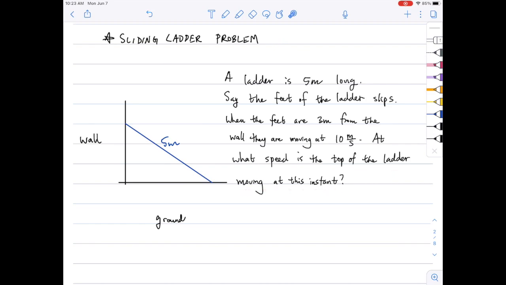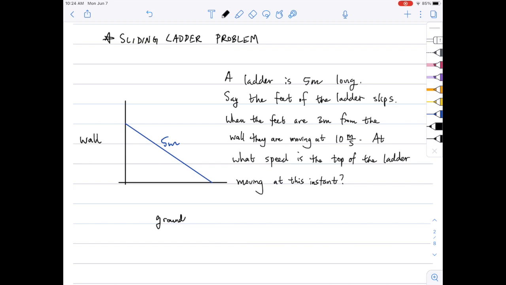Okay, so the idea is that as this ladder slips, the rate at which it slips to the right here, the feet slip to the right, is somehow related to the rate at which this top slips down. And what we want is how fast is the top slipping down at the exact moment when the feet are 3 meters from the wall. Okay, so that's kind of the problem. I think it's nice, number one, with related rates problems, you need clear definitions. So let's define the variables that we're dealing with now.